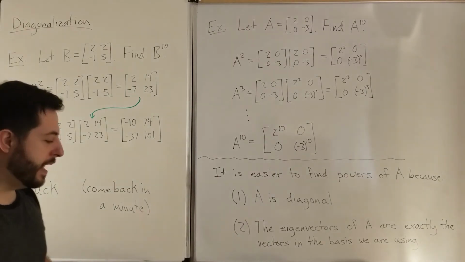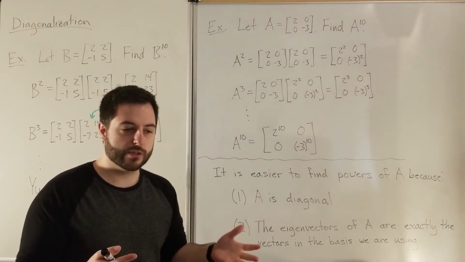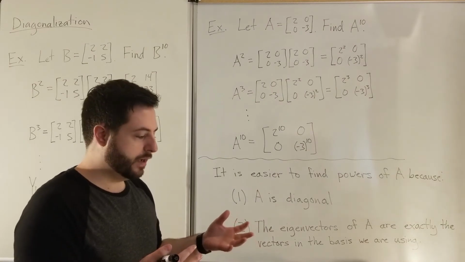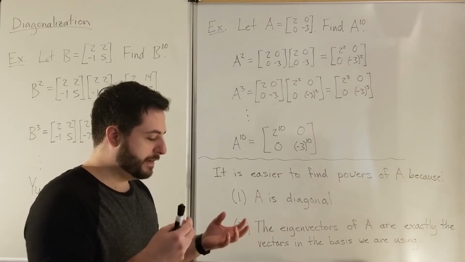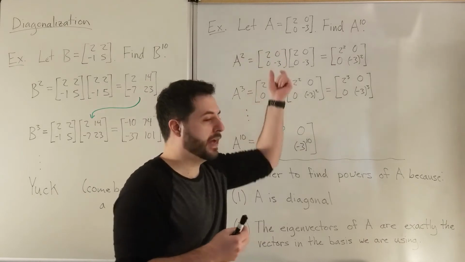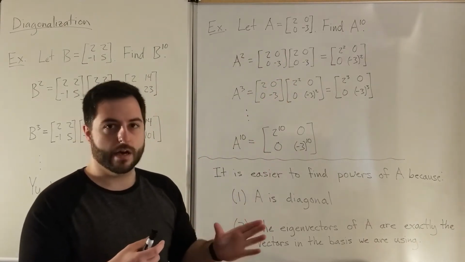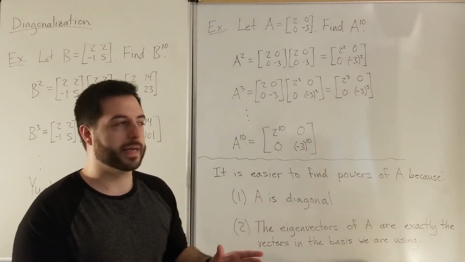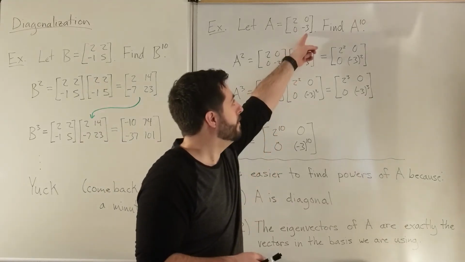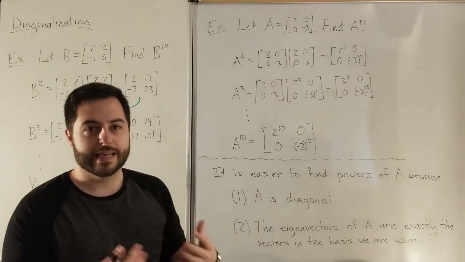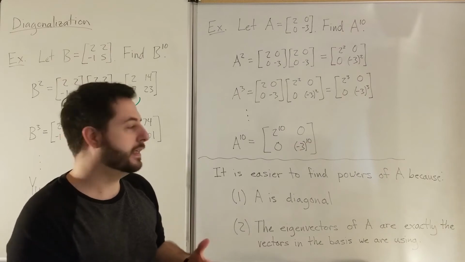When I'm talking about A as a linear transformation of R2, I have to say that the first column of A is the image of the first basis vector in the standard basis. And the second column of A, 0, negative 3, is the image of the second basis vector, E2.